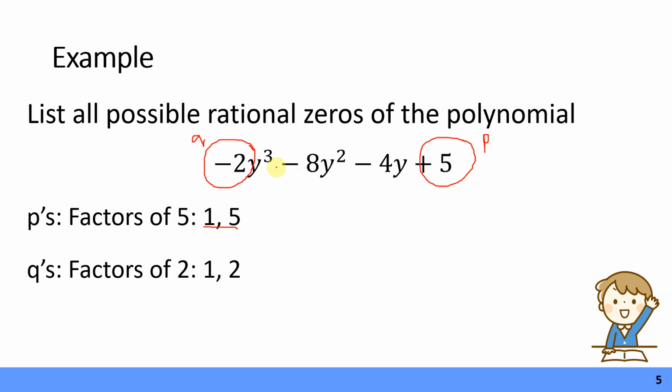Again, if you're wondering why I didn't include the negative, don't worry about the negative, and I'll tell you why in a bit. So regardless if the 5 would have been negative or the 2 would have been positive, it doesn't matter. You just list the factors, regardless of sign. Okay, so we have step 1 and step 2 done.